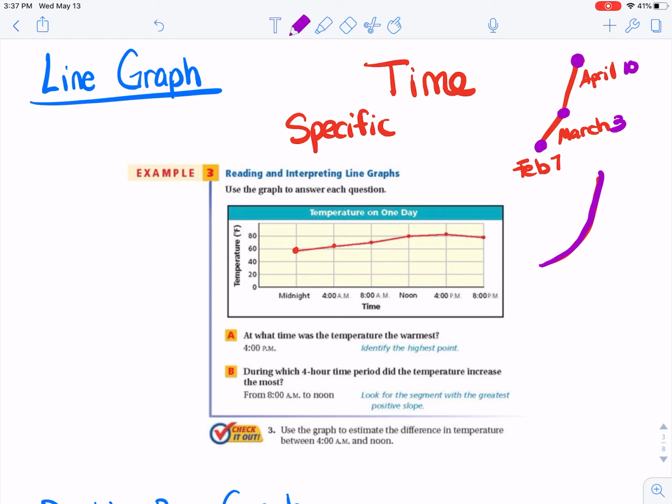Okay, so let's answer these questions. At what time was the temperature the warmest? Well, the highest point is at 4 p.m., so my answer is 4 p.m. During which 4-hour time period did the temperature increase the most?